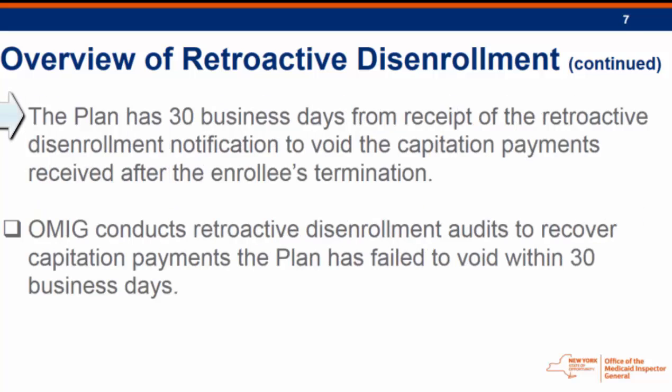The plan has 30 business days from receipt of the retroactive disenrollment notification to void the capitation payments received after the enrollee's termination. Upon receipt of a retroactive disenrollment notification, the plan has 10 days to submit their dispute to the local district, Department of Health, or New York State of Health. OMIG conducts retroactive disenrollment audits to recover capitation payments the plan has failed to void within 30 business days.